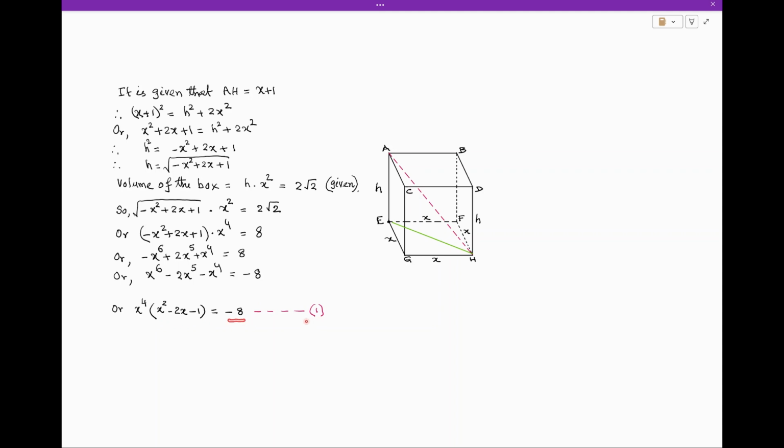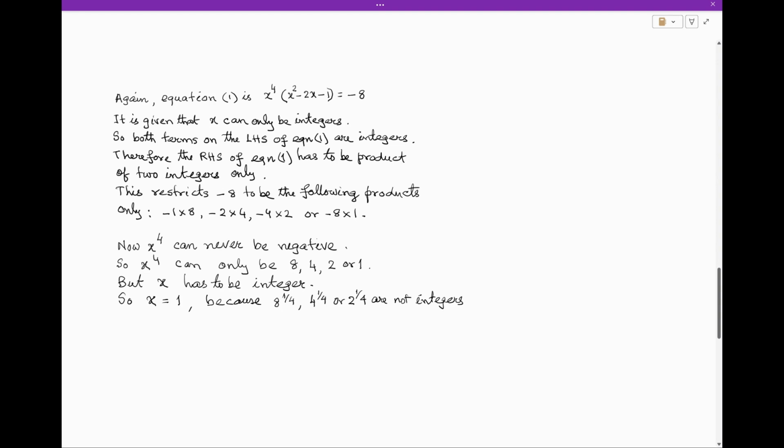Let us call it equation 1. Again, equation 1 is x to the power of 4 multiplied by x square minus 2x minus 1 is equal to minus 8. Now it is given that x can only be integers. So, since both terms on the left-hand side of equation 1 are integers, the right-hand side of equation 1 has to be the product of two integers only.